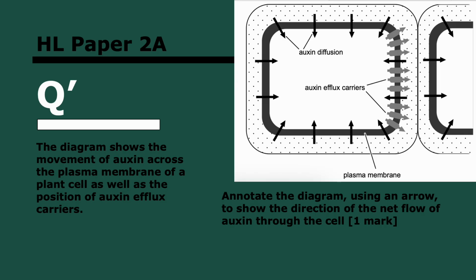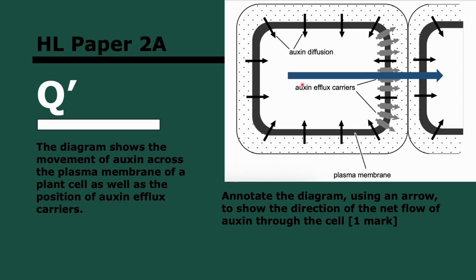This question shows the movement of auxin across the plasma membrane of a plant cell, as well as the position of auxin efflux carriers. So first, it's asking you to annotate the diagram with one arrow to show the direction of the net flow of auxin through this cell. Think. And in 3, 2, and 1, it's going to go this way.